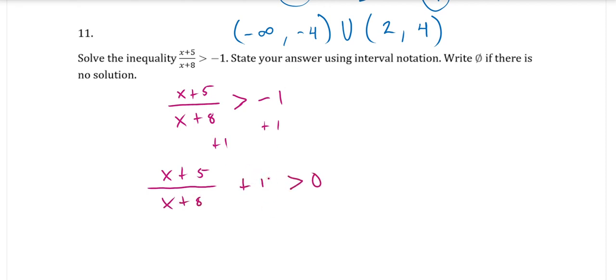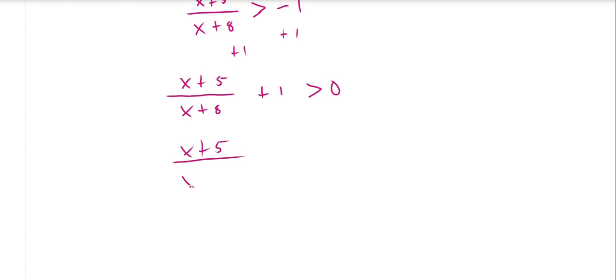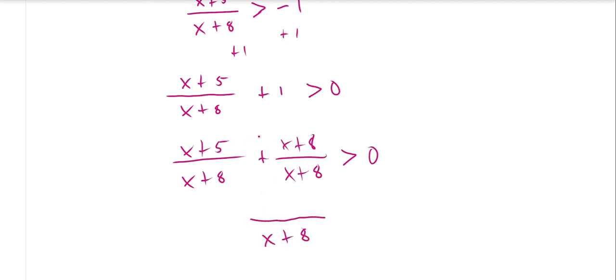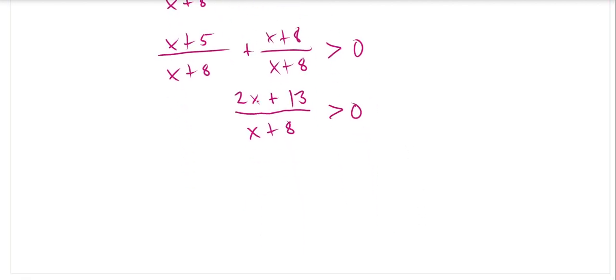How do I add those two together? Well, I'm going to need to get plus 1 in terms of x plus 8s. We need to get like bases. So x plus 5 over x plus 8 plus x plus 8 over x plus 8 would give me, combining like terms and putting this over a common x plus 8, 2x plus 13. Now this has zeros where 2x plus 13 is equal to 0. That's of course at x equals negative 13 over 2, or negative 6.5.